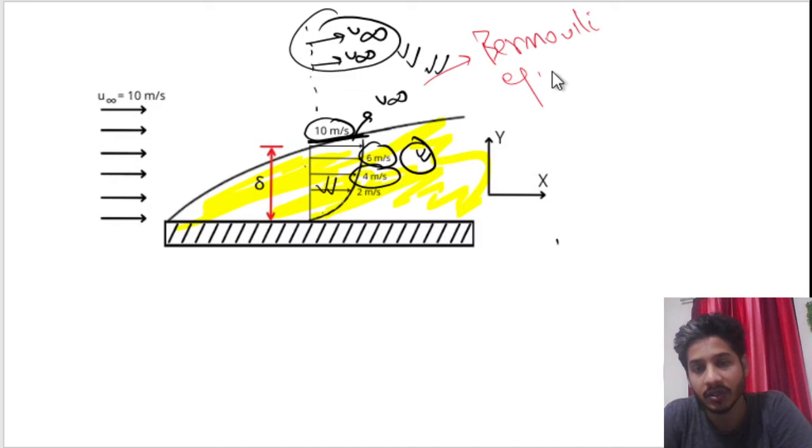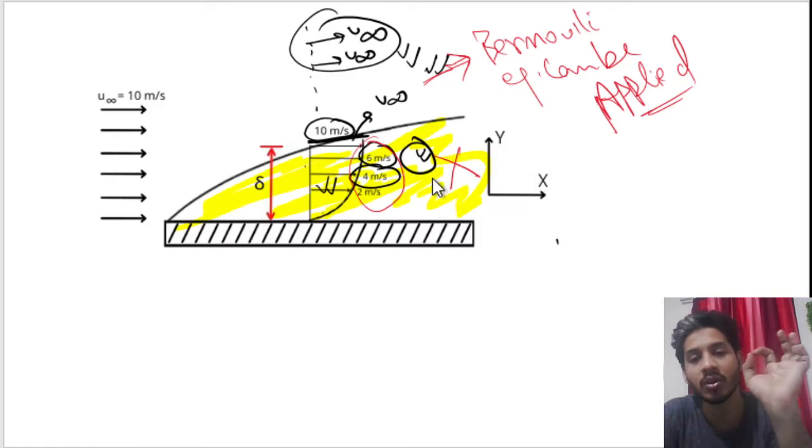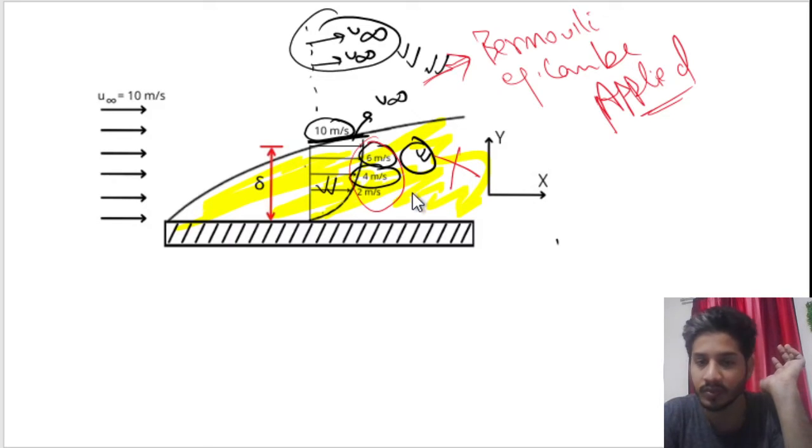Bernoulli equation can be applied only in this region. Within the boundary layer, since the fluid has relative motion between its own layers and there are shear stresses acting, the Bernoulli equation cannot be applied in this region. There will be no application of the Bernoulli equation there, because the Bernoulli equation is only applicable in case of ideal flow. I hope this is clear.